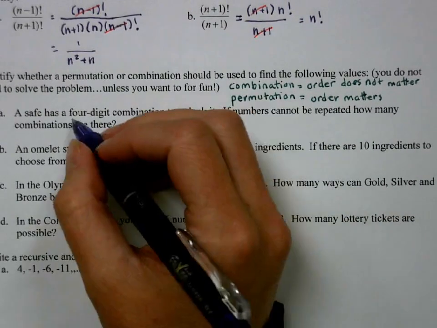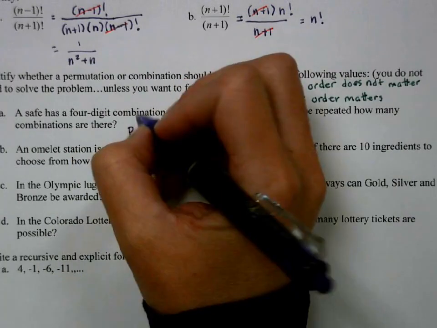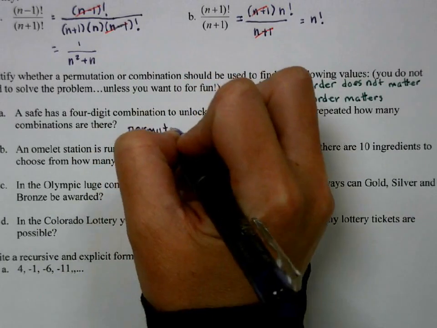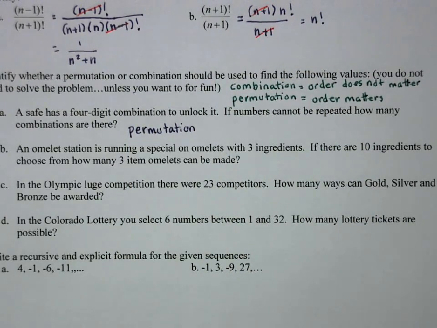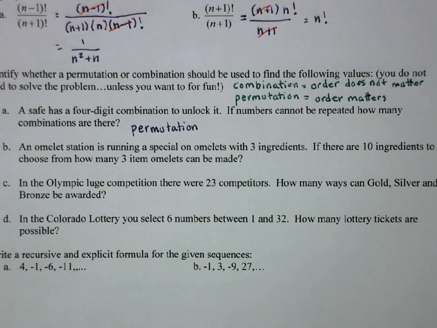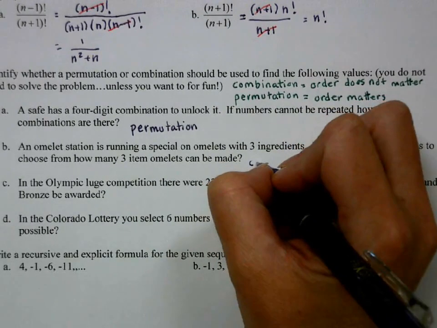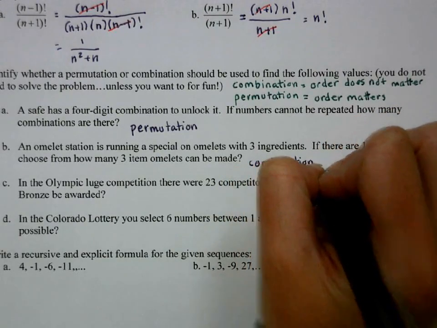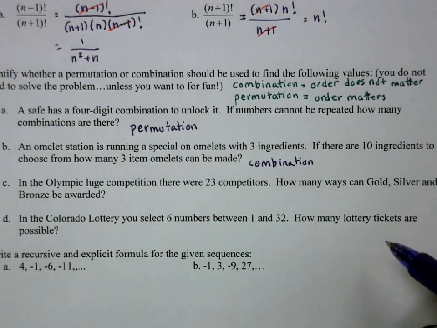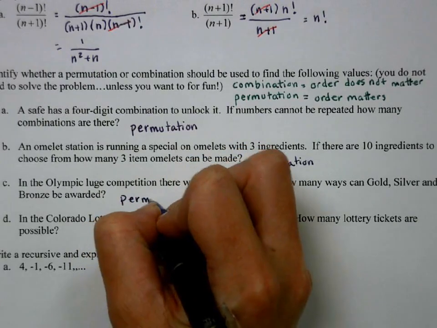Okay, an omelette station is running a special on omelets. How many 3-item omelets can be made from 10 ingredients? Well, it doesn't matter what order we put them in. This is a combination. In the Olympic luge competition, there are 23 competitors. How many ways can gold, silver, and bronze be awarded? Order definitely matters here. And then the lottery, it doesn't matter what order the numbers are picked, just that you've picked the correct 6 numbers. So this is a combination.